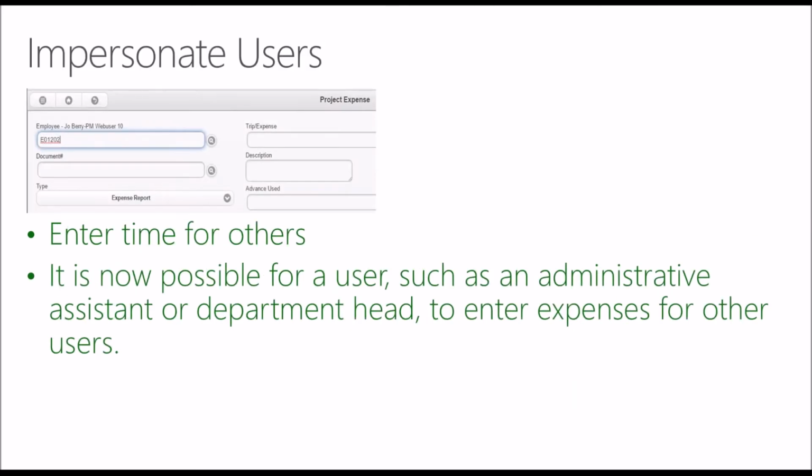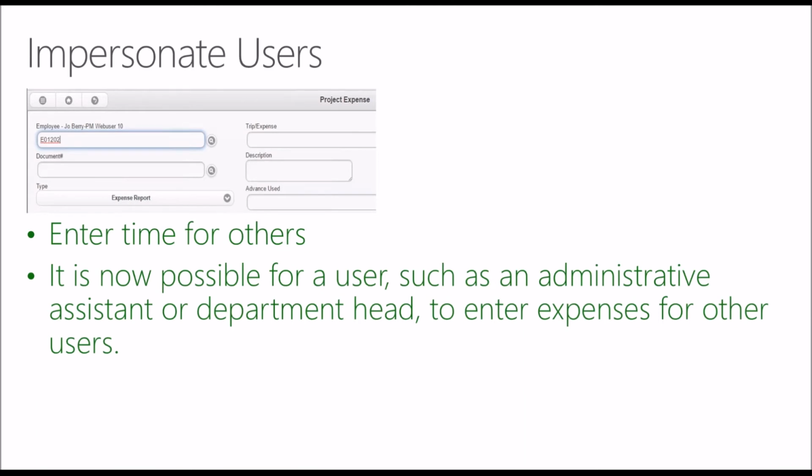The next thing is a really nice one. A good feature that we've added for expenses is the idea of impersonating another user. Doesn't sound too good, but what does that mean? At a very high level, if you are potentially a department head or an administrative assistant whose job is to put in expenses for other people, let's say your boss, you now have the capability to do that remotely.